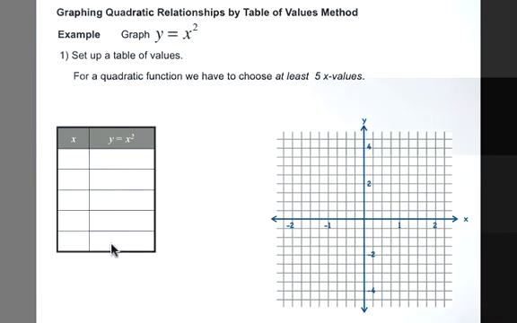For a quadratic function, we have to choose at least 5 x values. Here are x values that we're going to use for this example. Notice that I'm using a few negative ones, I'm using 0, and a few positive ones. Also notice that each one of these values is spaced by equal intervals.